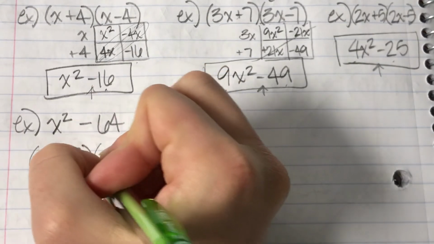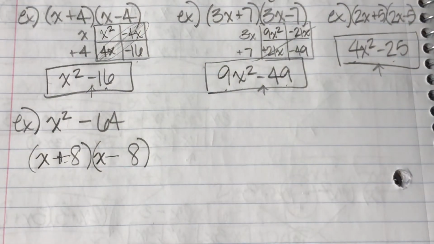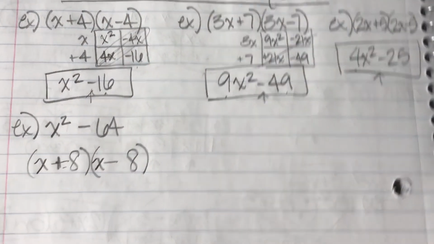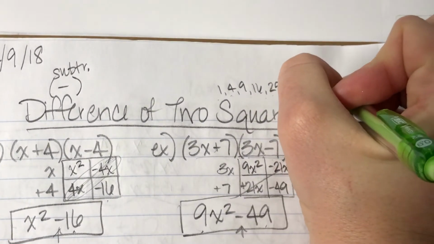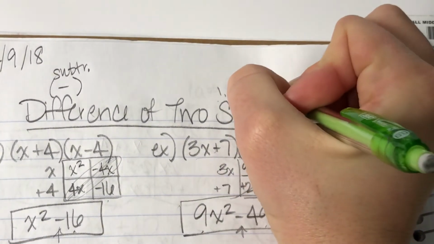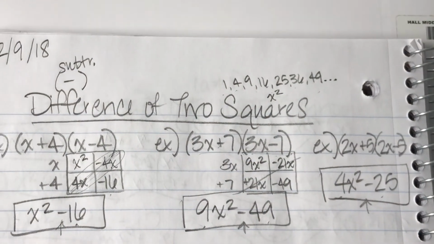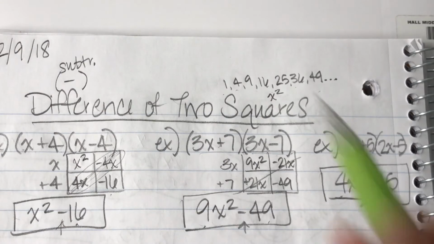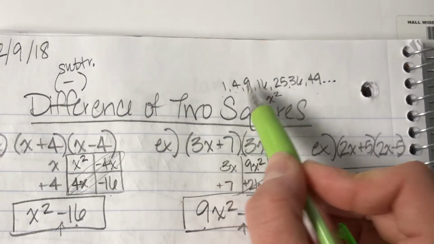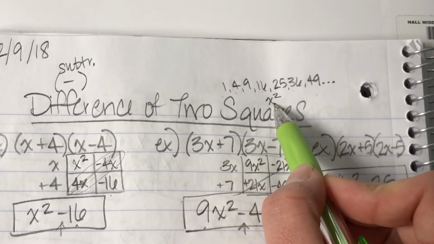And then how do I get x squared? X and x. By the way, I should add this up here where we were listing some of those perfect squares, dot, dot, dot. Let's also consider that x squared is a perfect square. It's x times x. So we've got 1 times 1, 2 times 2, 3 times 3, x times x.